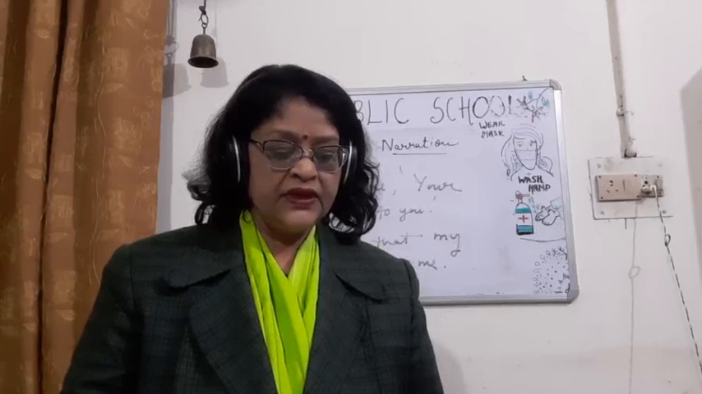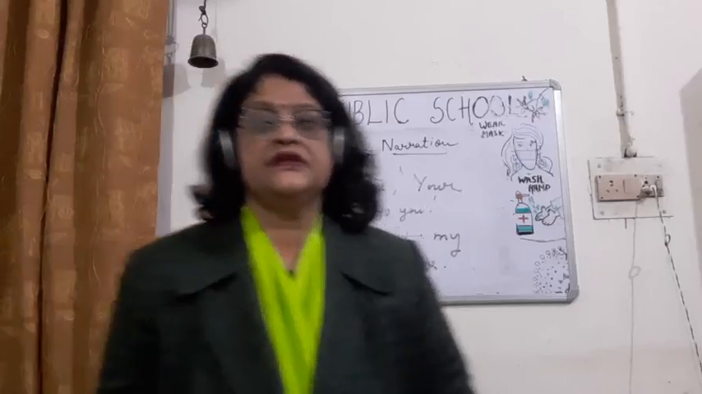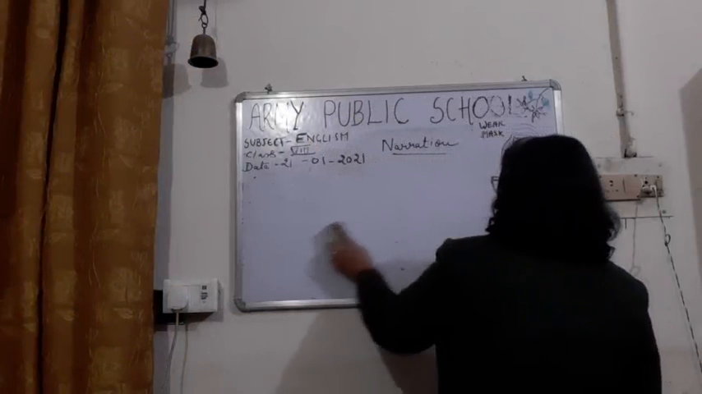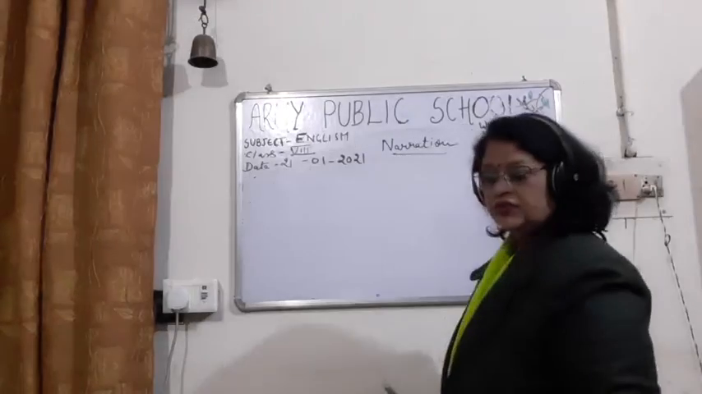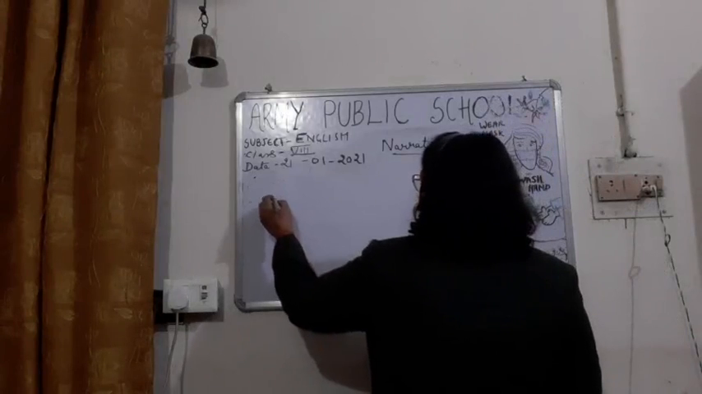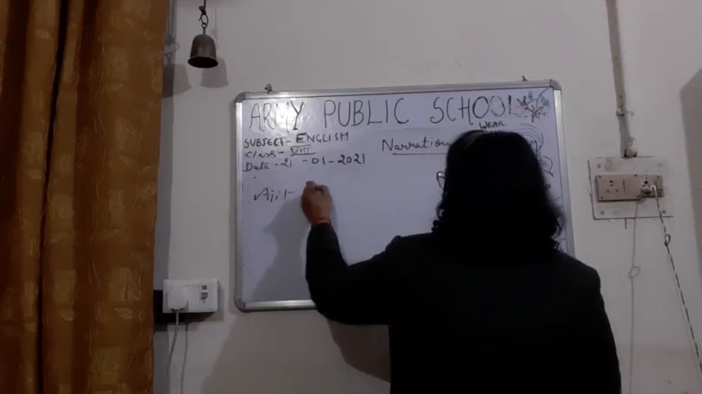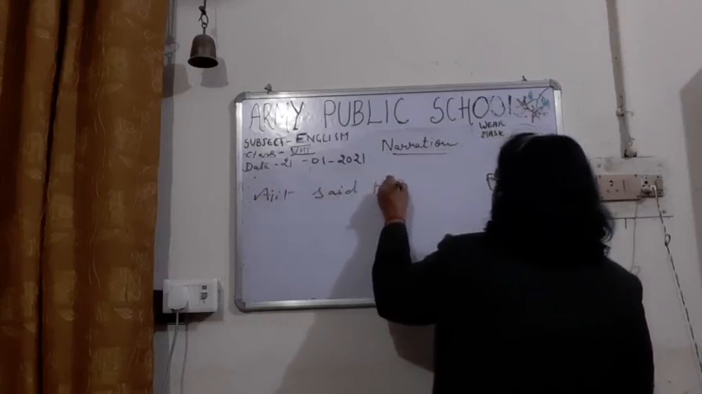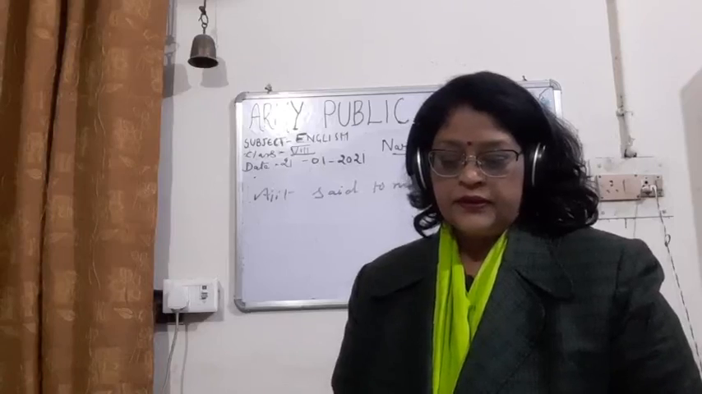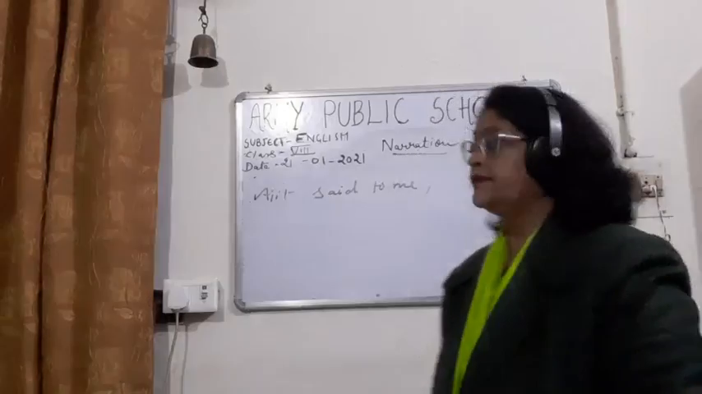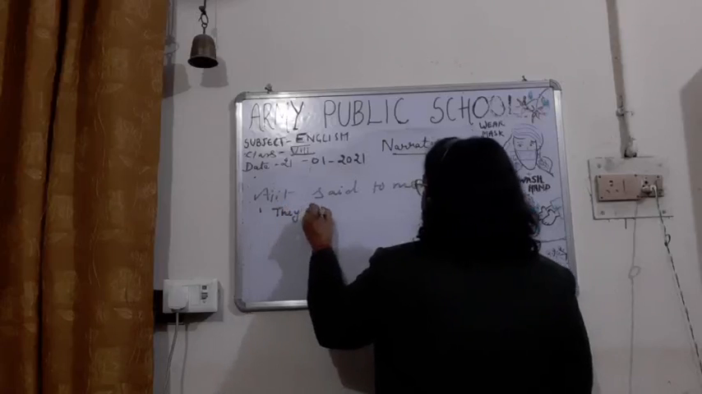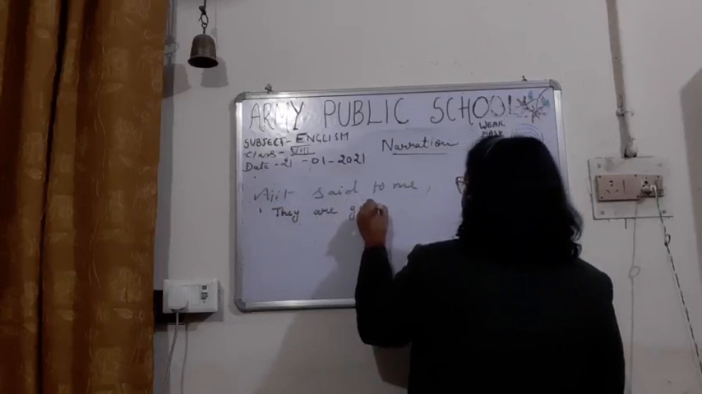Ajit said to me, they are good children. Now if the third person is there inside the inverted comma, then what do we have to do? If the third person is there, then no changes will be there. Okay. So you can write this thing, children, or you first try to understand. Ajit said to me, they are good children.